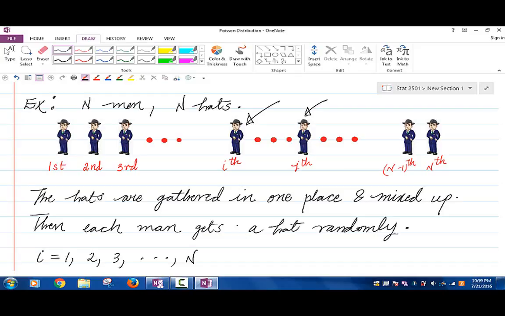So what it means is the following. Imagine that the men are standing in order 1 through N. Their heads are taken off, and then the heads are rearranged among the men. That is, we are taking a permutation of the heads.